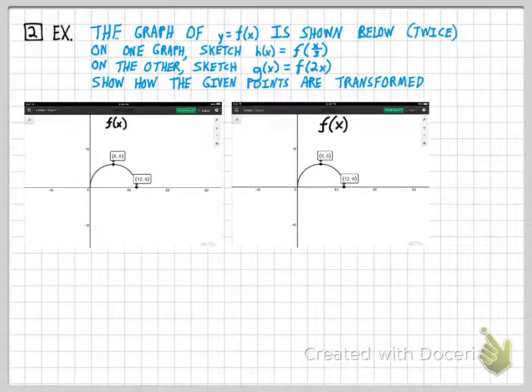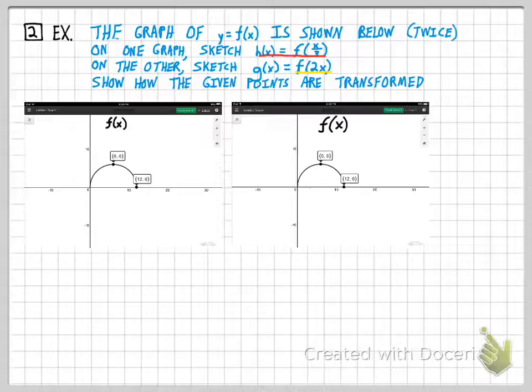Alright, box 2 is an example. I've got the same graph here duplicated twice. It's kind of a semicircular graph. We're going to do two sketches. We're going to do a sketch of f of x over 3 and think about what that would look like, and then f of 2x and think about what that would look like.